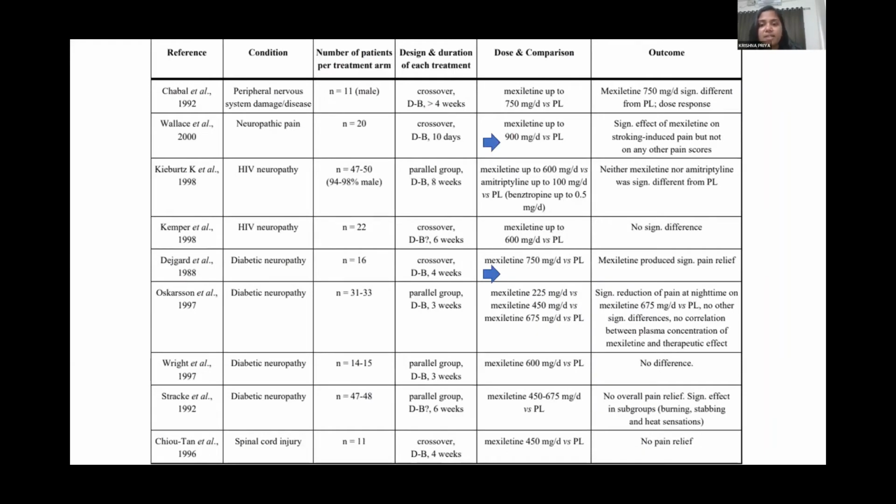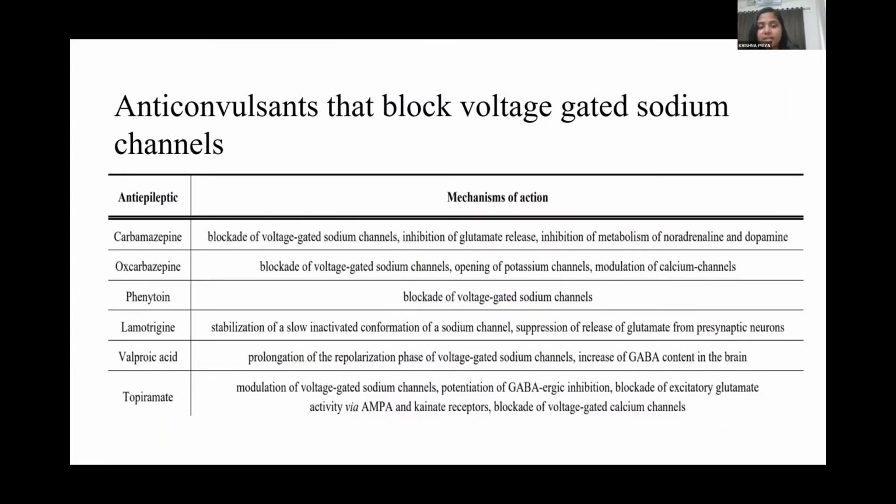So we have discussed mexiletine. In some studies, it has shown improvement in neuropathic pain at the dose of 900 milligram compared to a placebo. And in patients with diabetic neuropathy also, mexiletine 750 milligram per day versus placebo showed significant pain relief. Other anticonvulsants that block the voltage-gated sodium channel are carbamazepine, oxcarbazepine, phenytoin, lamotrigine, valproic acid, and topiramate.